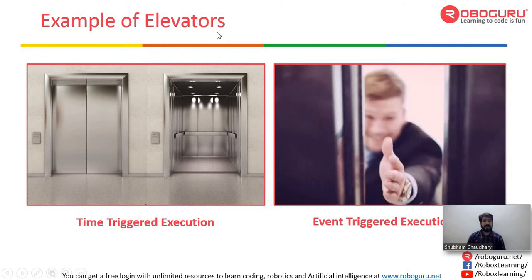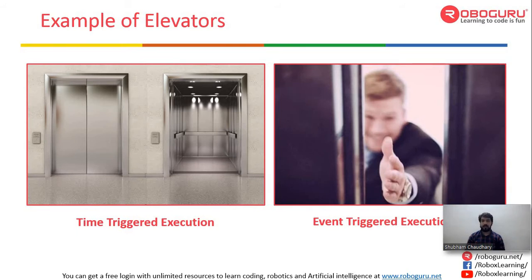So if we take an example of an elevator, it has both time triggered execution as well as event triggered execution. When you enter an elevator, after a certain time, let's say 10 seconds or maybe 15 seconds, the door will start closing, right? So that is a time triggered execution. It's been programmed in a way that if someone enters or exits, after a certain time of 10 seconds, maybe 15 seconds, the door should start closing.